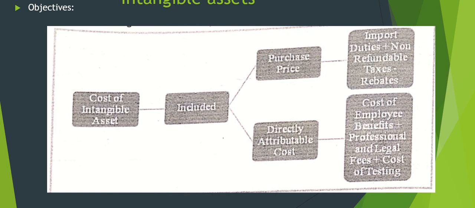The cost of an intangible asset basically includes the purchase price and the directly attributable cost. The purchase price includes import duties and non-refundable taxes, minus any rebates. The directly attributable cost includes the cost of employee benefits, professional and legal fees if there are any, and the cost of testing whether the asset is functioning properly.